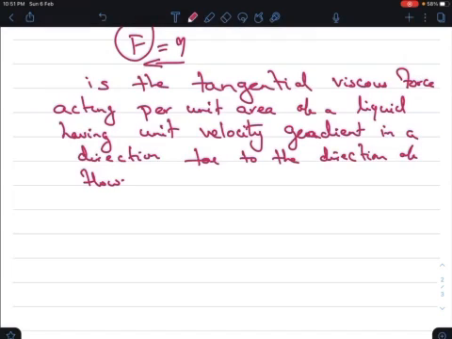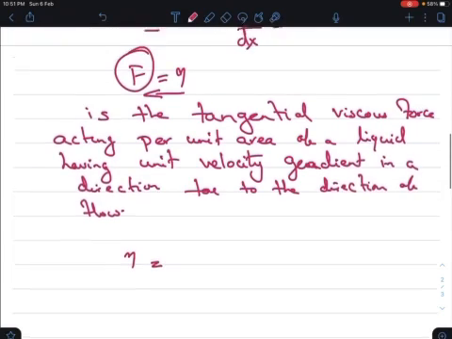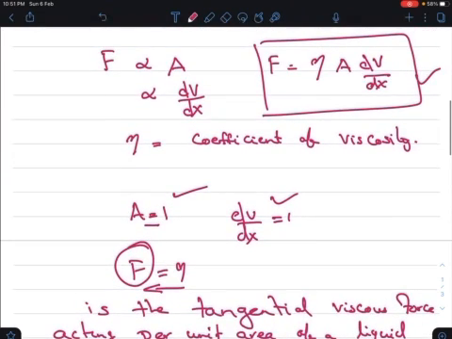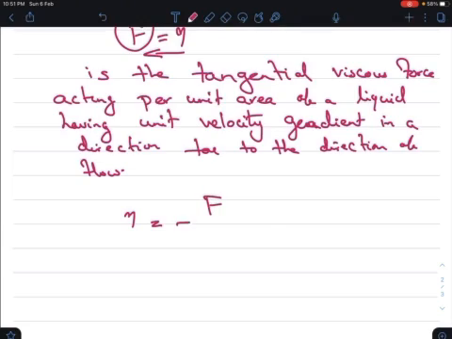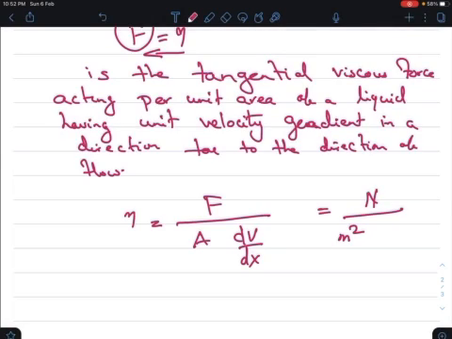And for the unit of eta, we can write eta is equal to F divided by A into dV by dx. So let's write the unit. For force it is Newton, for area it is meter square, and for dV by dx it is second raised to minus 1. So it is Newton second per meter square.